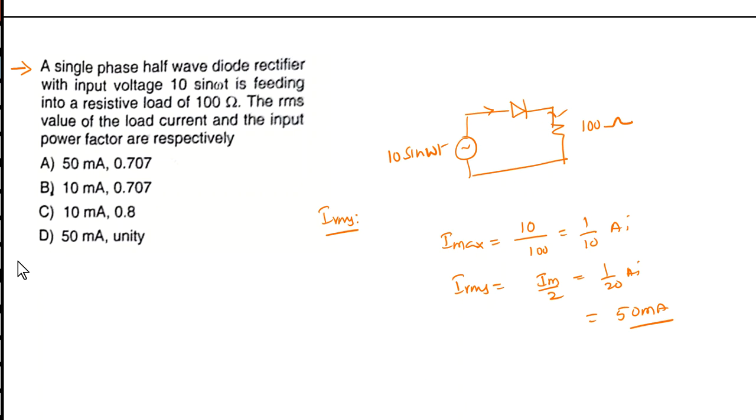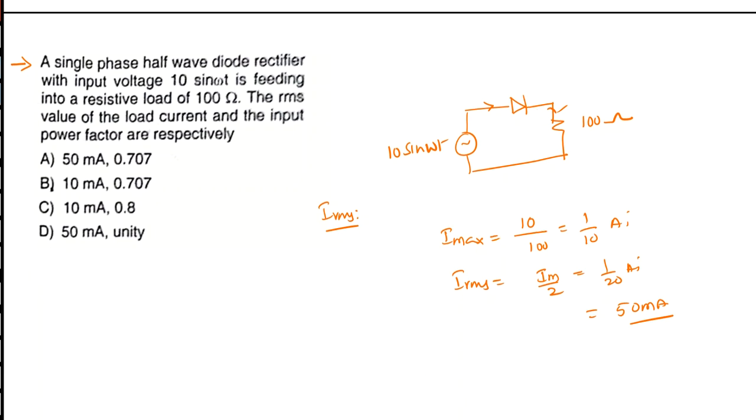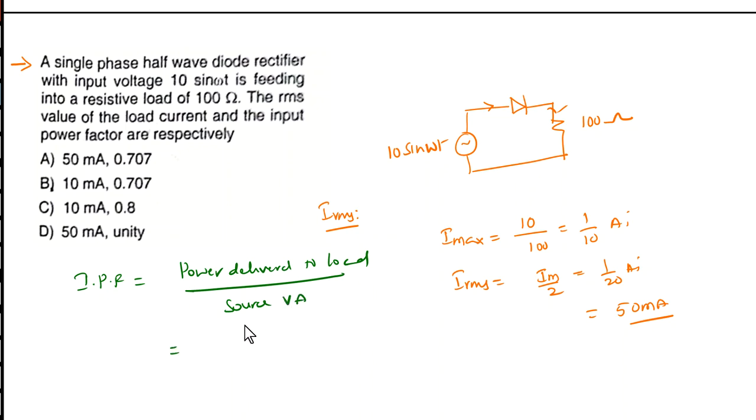Now the next, important one is the input power factor. The input power factor is nothing but the power delivered to the load divided by the source VA. The power delivered is nothing but I RMS squared into R, divided by V S into I S. The source current I S and the load current I R are both the same in this circuit.